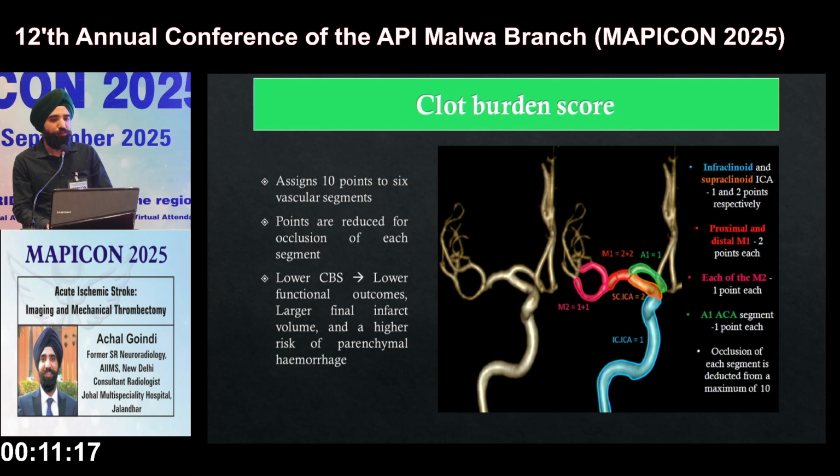It also gives us information about the clot burden score. Clot burden score is nothing but the number of vessels in which the clot is present. It is again a 10-point scoring system. The more number of vessels filled with clots, the lesser is the score. So basically lower score means lower functional outcome, larger final infarct volume, and a higher risk of parenchymal hemorrhage.